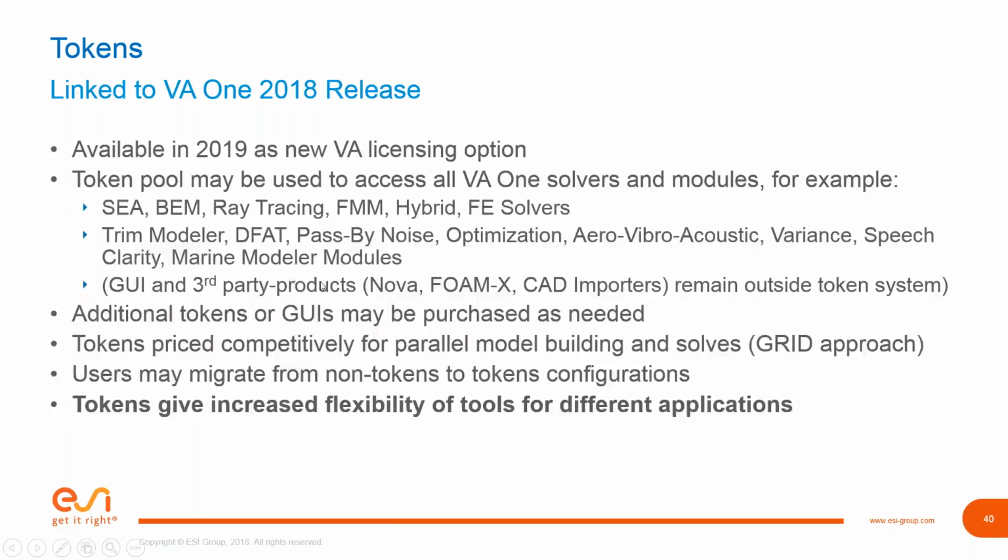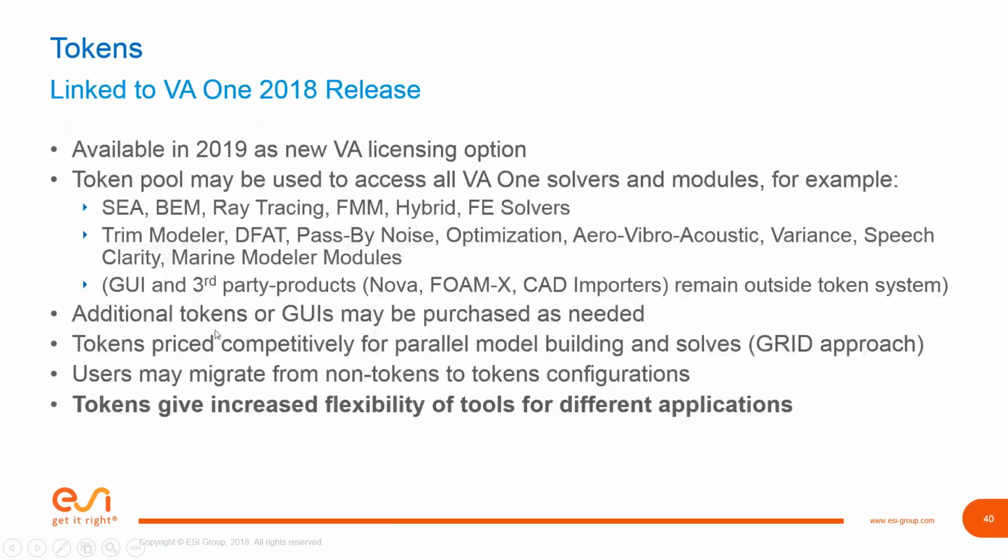And third-party products, things that require royalties like Nova and Fomex from Mecanum, that we are the exclusive distributors for, or some of the CAD importers, well, that's outside of tokens. Necessarily, we can't include those for royalty and legal reasons. But everything else is on the table, very flexible.